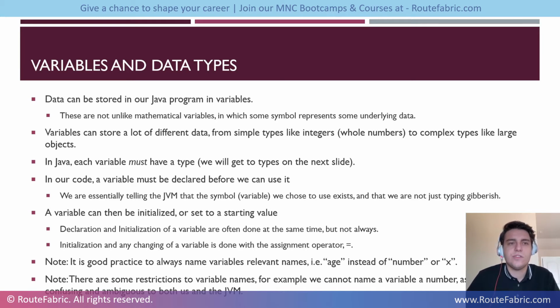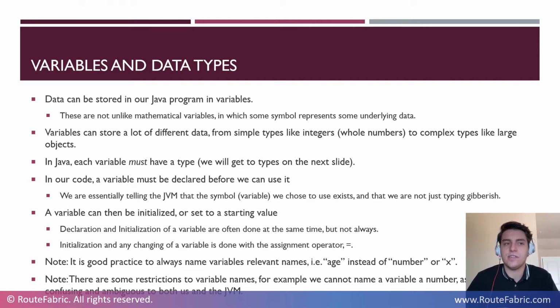Once a variable is declared, it can then be initialized, or set to a starting value. Oftentimes this is done at the same time as declaration, but this is not always the case. There are a lot of situations where you'd want to declare it and then not necessarily set it to a value until later on. Any initialization and changing of a variable is done with the assignment operator, which is the equal sign.